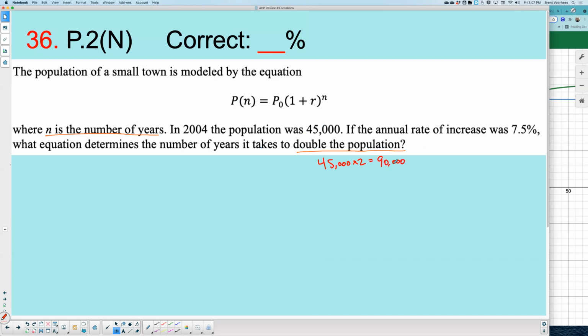And so that's going to be P of N, if you will. So we don't know how many years, that should be lowercase, sorry. So let's go to our formula, and what we're saying is this is 90,000. This right here is 45,000. The rate here, if the rate is 7.5%, remember that's the same thing as 7.5 divided by 100. That will go there. 7.5 divided by 100. And the xn is the unknown.